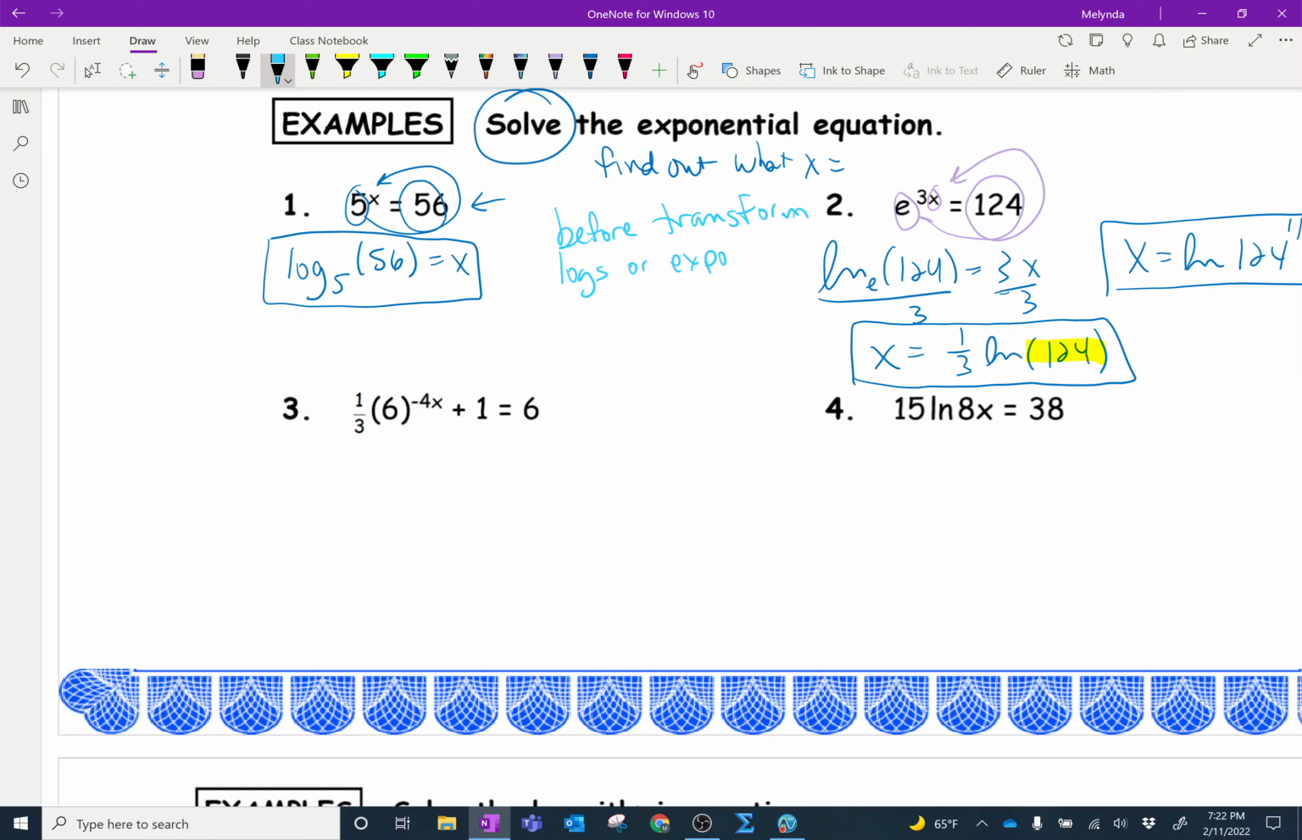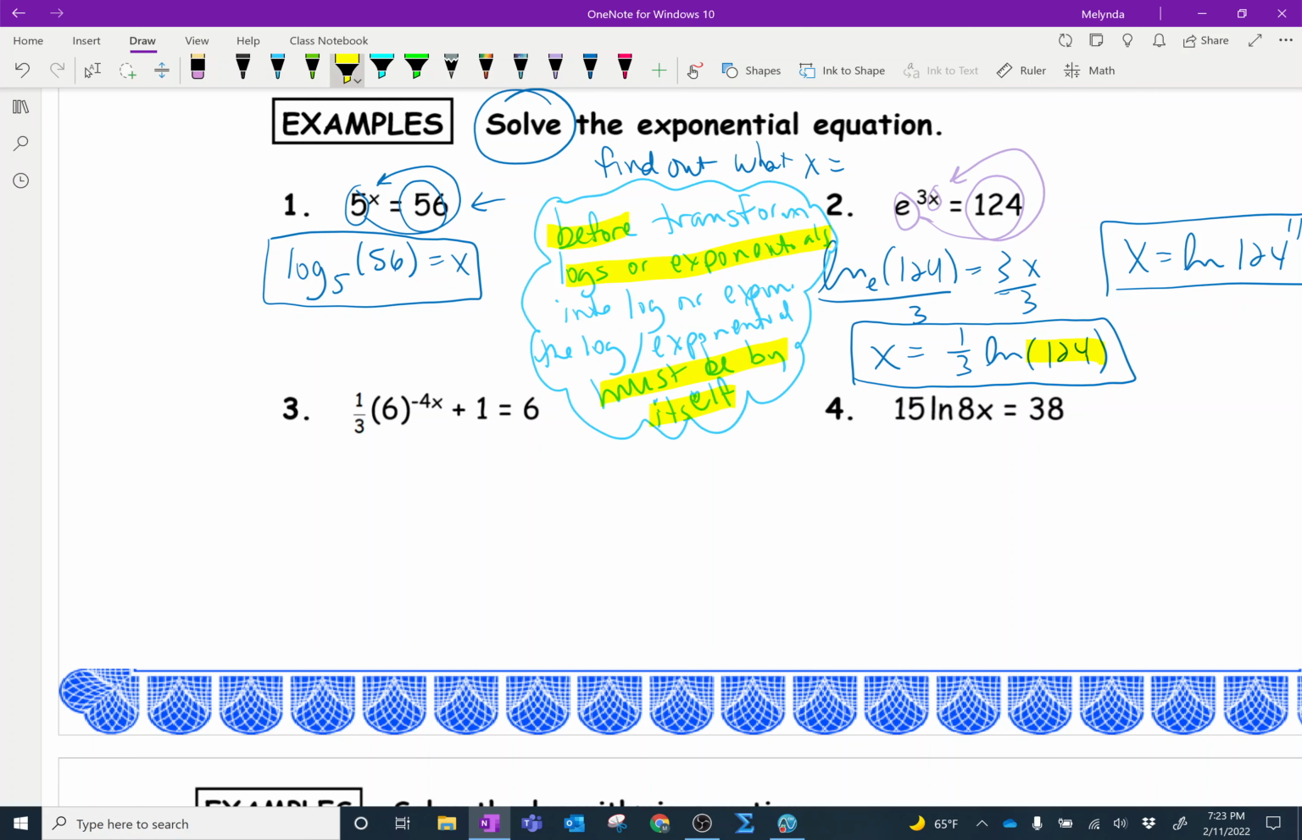The log or exponential must be by itself. By itself. Okay, so that's a note. Let's highlight some parts of it. Before we transform our logs or exponentials, they have to be by themselves.